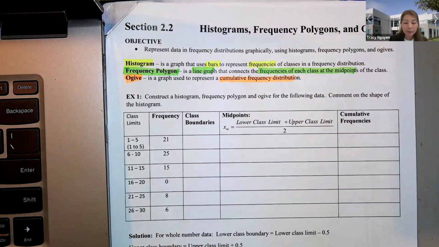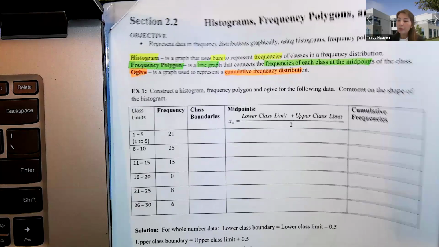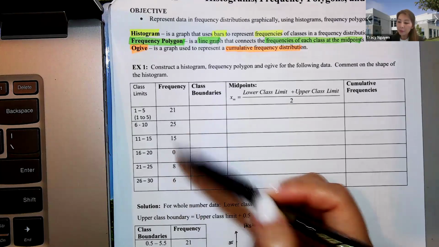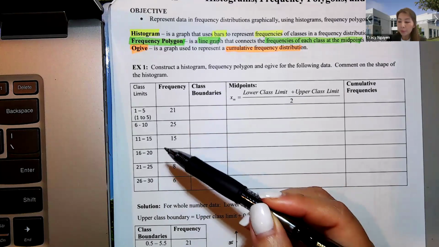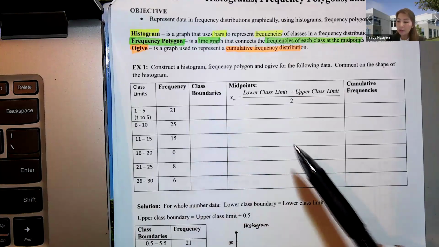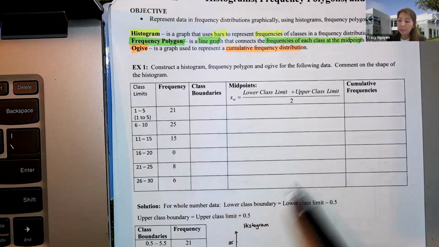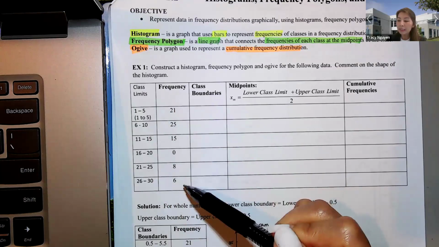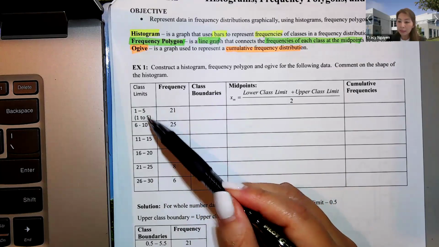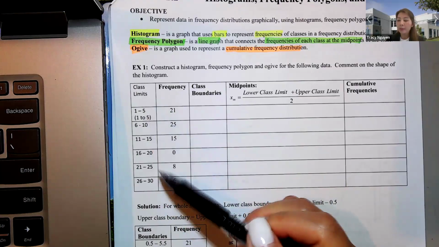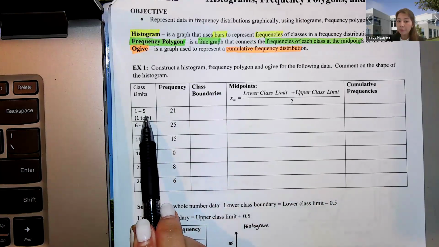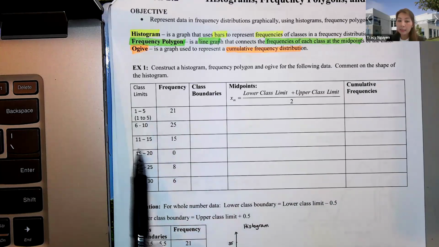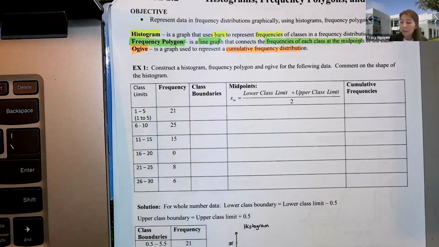So example 1: construct a histogram, frequency polygon, and ogive for the following data. Comment on the shape of the histogram. You're fairly familiar with a frequency distribution. That's the reason why in 2.1, I started off with raw data to have you build a frequency distribution. Given the class limits and the frequencies, we can tell that the class limits are whole numbers, because it goes from 1 to 5, then 6 to 10, then 11 to 15.